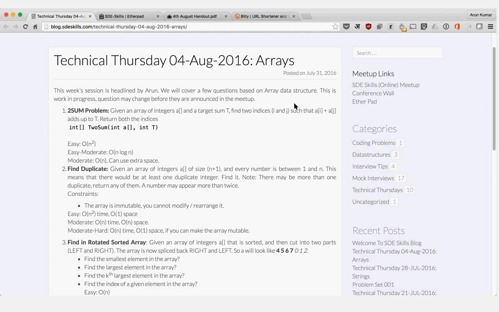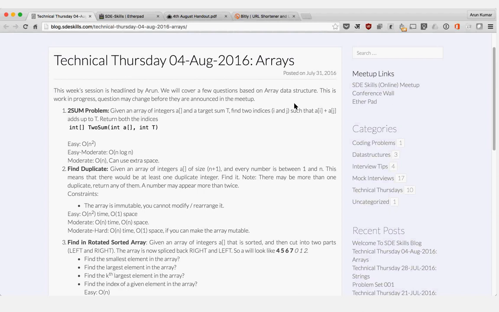So the naive solution would be O of n power 4, right? Yeah. So basically we go through all the four quintuples, and then you find out which one adds up to the sum. But is there any better solution? Remember, you can use extra space.